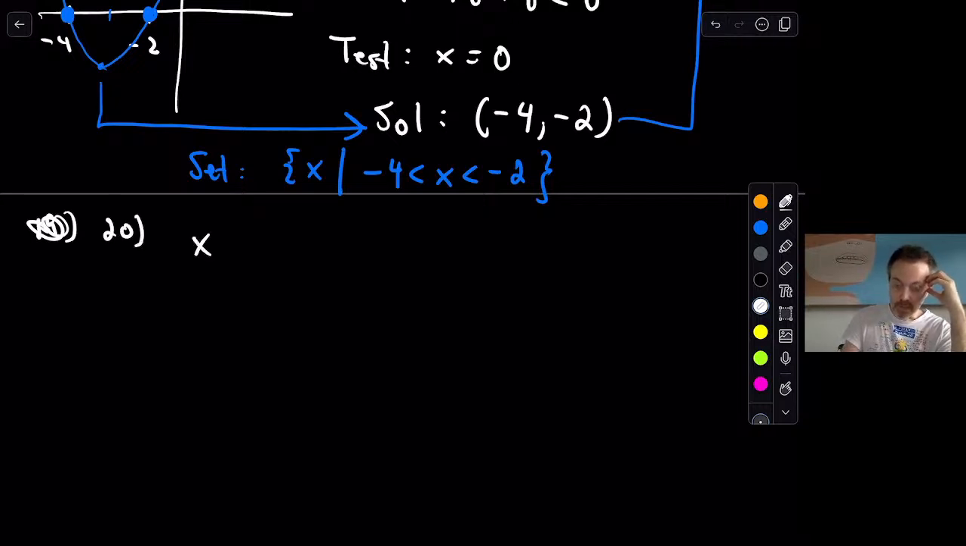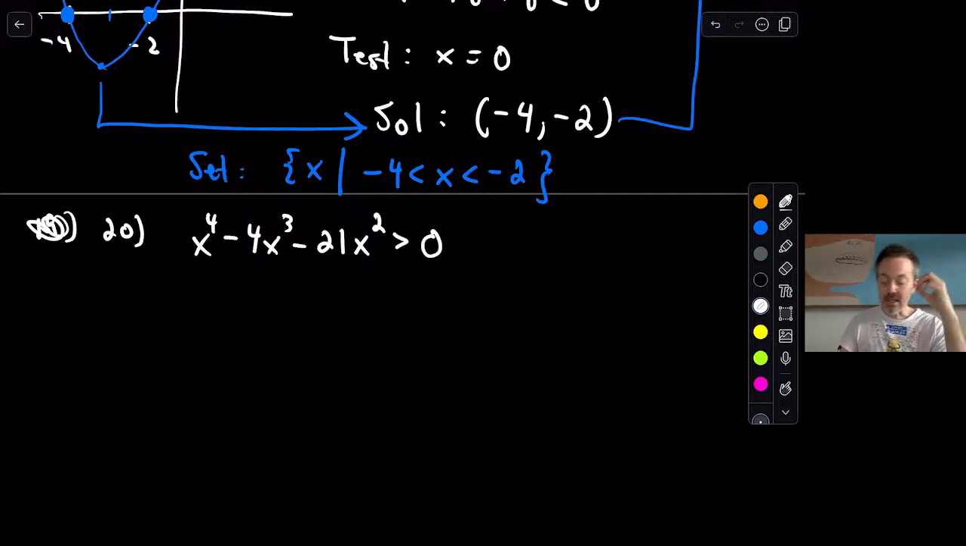So number 20: x to the 4th minus 4x to the 3rd minus 21x squared greater than 0. This may look familiar because we did this one yesterday. This was one of the polynomial equations that I solved. We're going to do the same thing, and that's why it's in there. So I'm thinking about what I would do if it were an equation. I will, though, just leave it as an inequality.